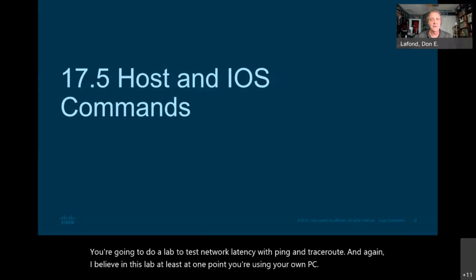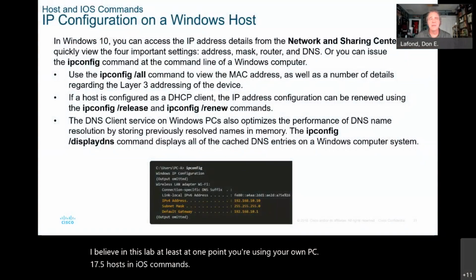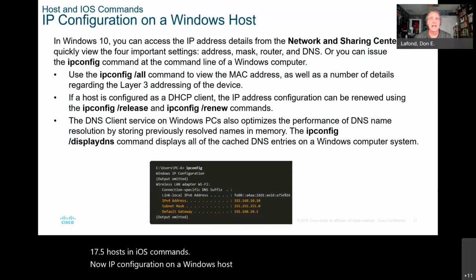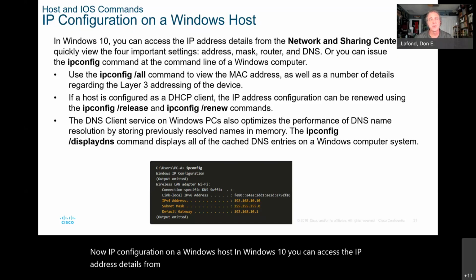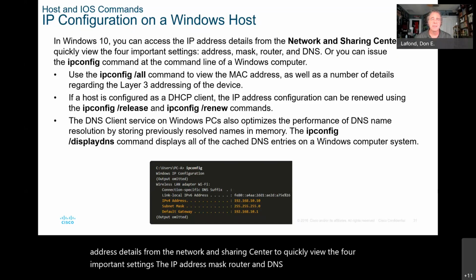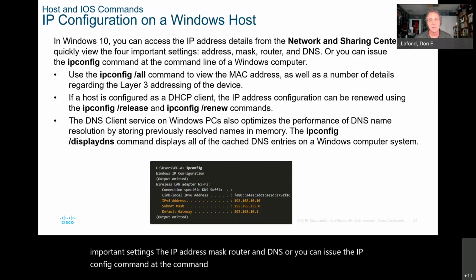17.5, host and IOS commands. Now, IP configuration on a Windows host. In Windows 10, you can access the IP address details from the Network and Sharing Center to quickly view the 4 important settings: the IP address, mask, router, and DNS. Or you can issue the ipconfig command at the command line of a Windows computer.